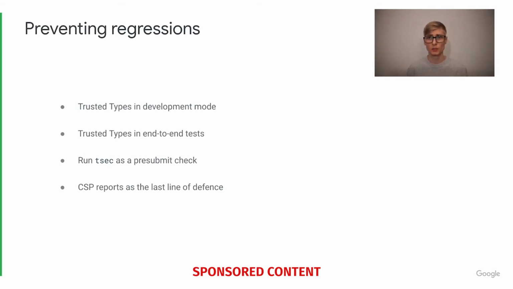The approach is similar to how we originally identified violations. By enabling trusted types in angular.json, trusted types will be enabled in development mode. Developers should thus catch any new violations when they are developing a feature. The same applies for end-to-end tests, which should be run as part of your CI pipeline. tsec, our static code analysis tool, can be added as a pre-submit check to your code repository. And in the unlikely case any violations make it into production, you will be notified through CSP reports.